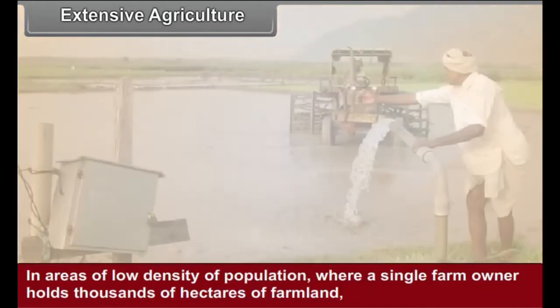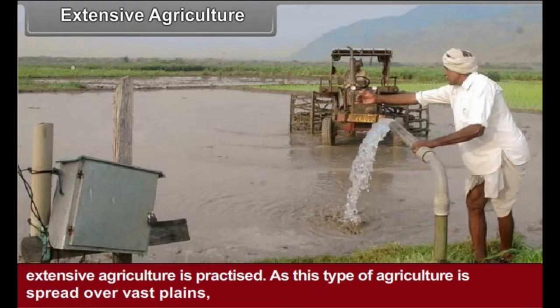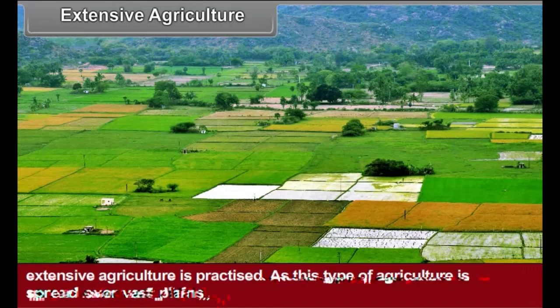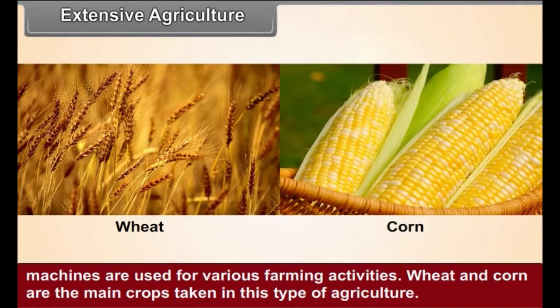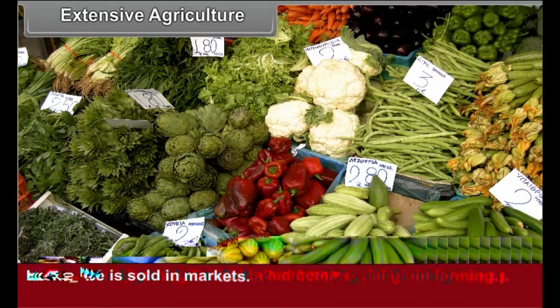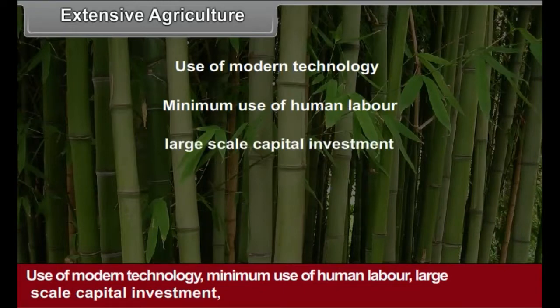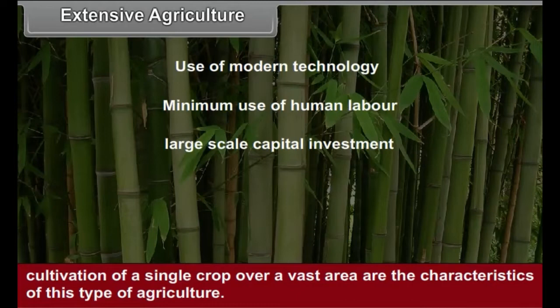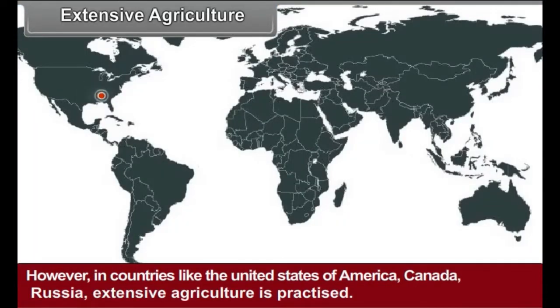Extensive agriculture. In areas of low density of population, where a single farm owner holds thousands of hectares of farmland, extensive agriculture is practiced. As this type of agriculture is spread over vast plains, machines are used for various farming activities. Wheat and corn are the main crops taken in this type of agriculture. Most of the farm produce is sold in markets. Hence, this farming is also called commercial grain farming. Use of modern technology, minimum use of human labor, large-scale capital investment, cultivation of a single crop over a vast area are the characteristics of this type of agriculture. Extensive agriculture is not seen much in India. However, in countries like the United States of America, Canada, Russia, extensive agriculture is practiced.